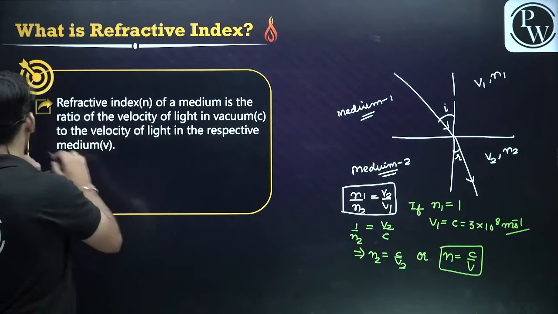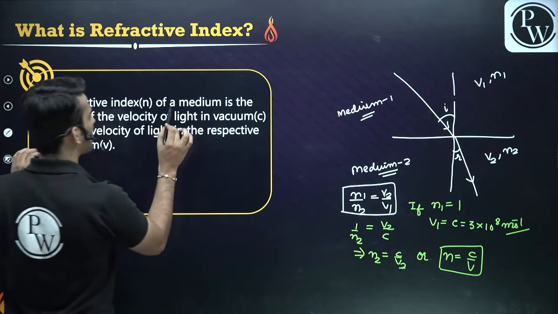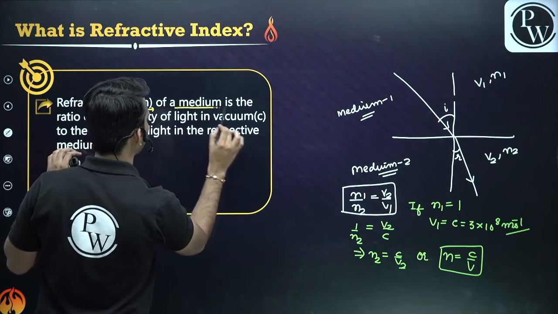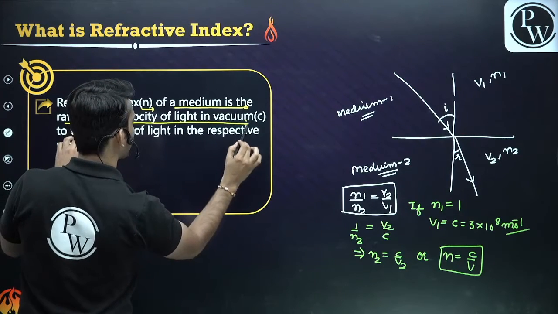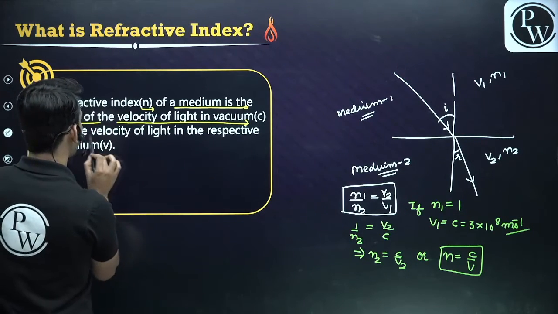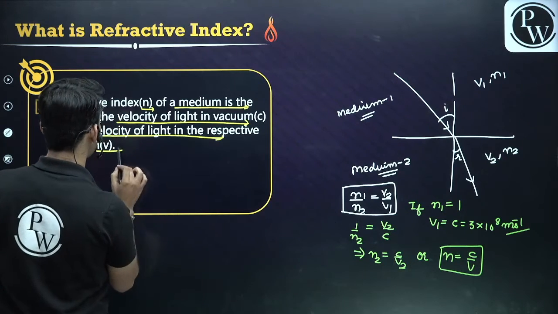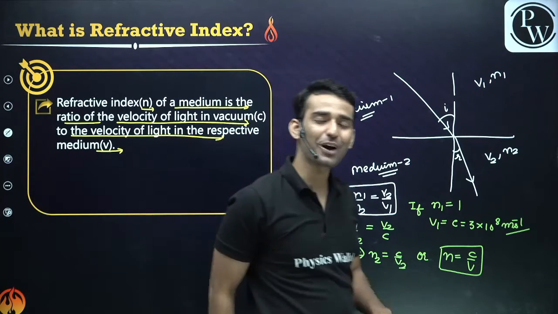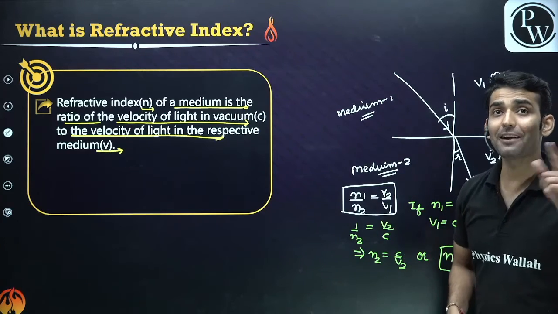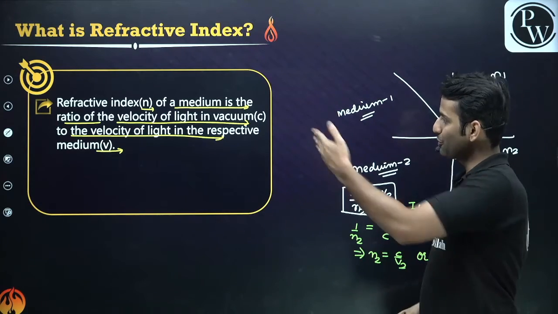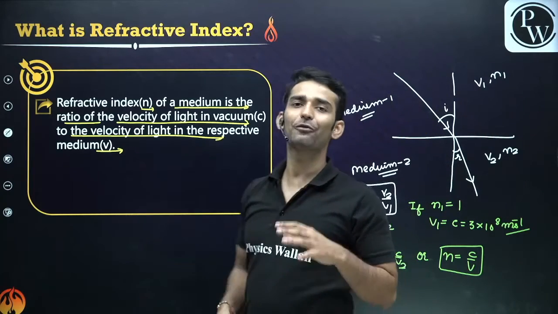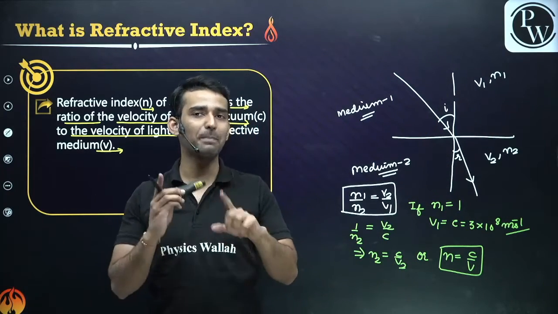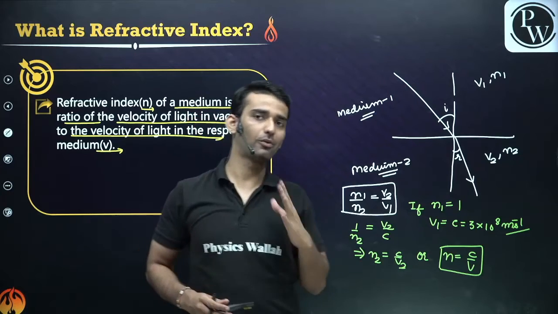So what is this refractive index, guys? The refractive index n of a medium is the ratio of the velocity of light in vacuum, which is c, to the velocity of light in the respective medium, which is v. So n is equal to c by v. c is the speed of light in vacuum and v is the speed of light in that respective medium which you are talking about.